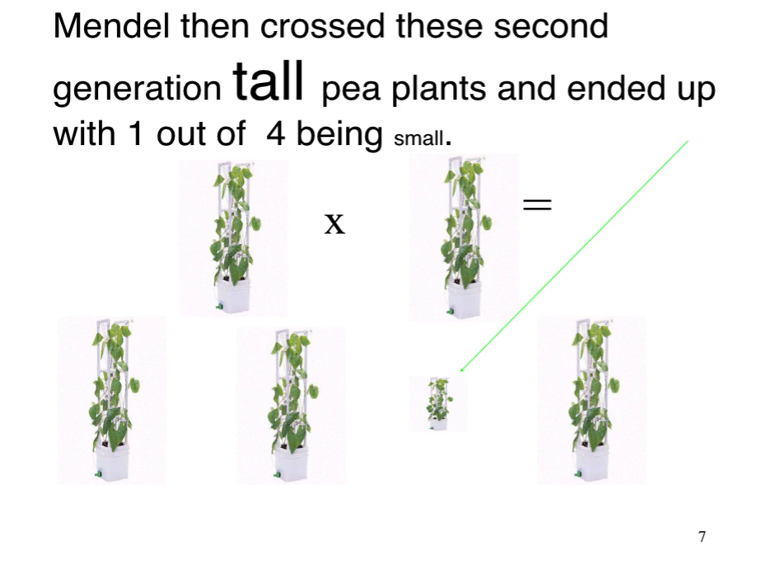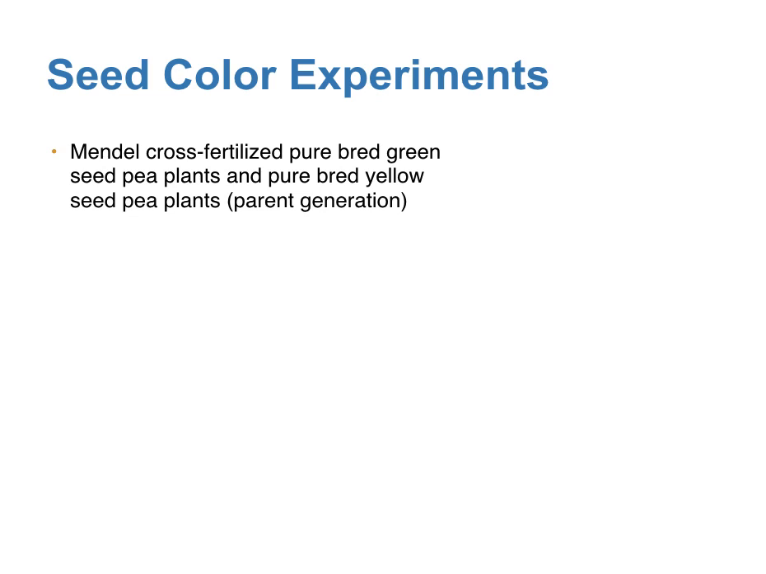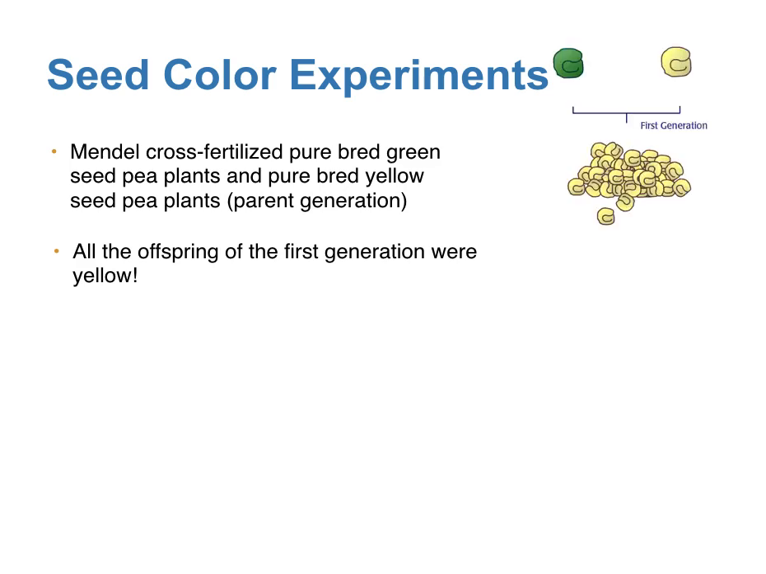But then he took those second generation tall pea plants and ended up with 1 out of 4 of them being small. So 1 out of the 4 offspring was small. Then he cross-fertilized purebred green seed pea plants and purebred yellow seed pea plants. That's the parent generation. And all the offspring of this first generation were yellow.